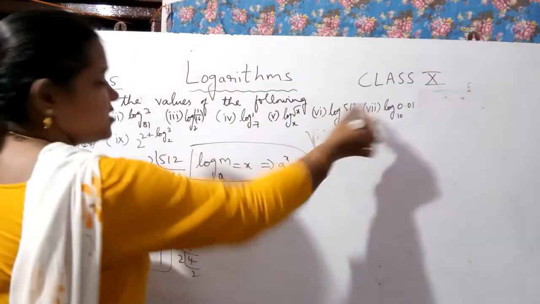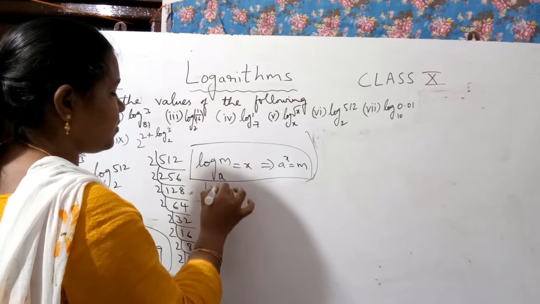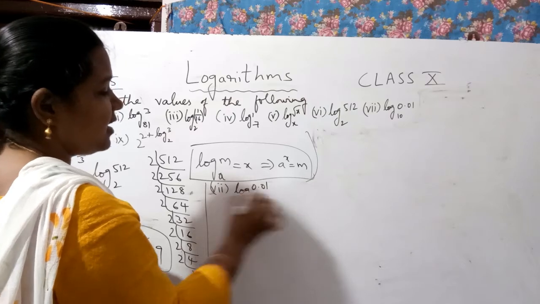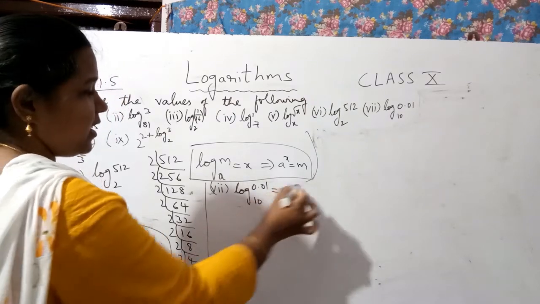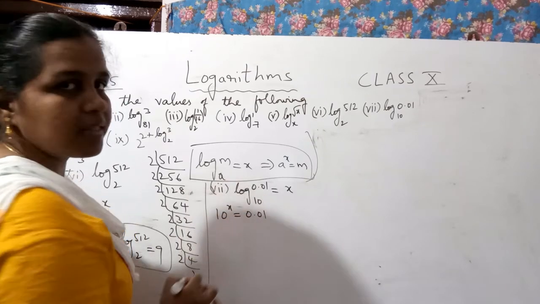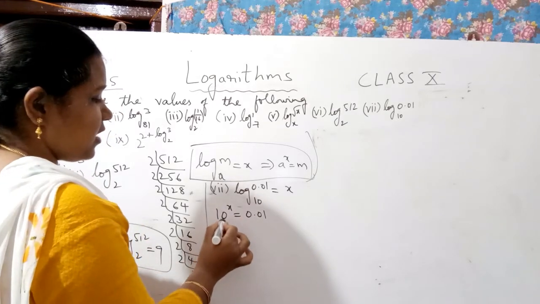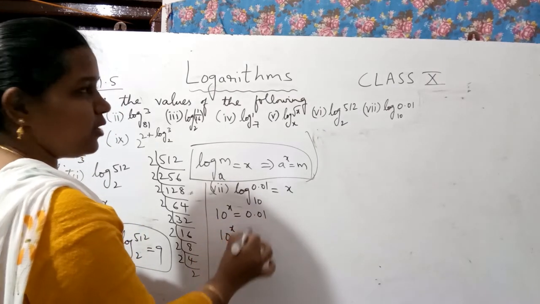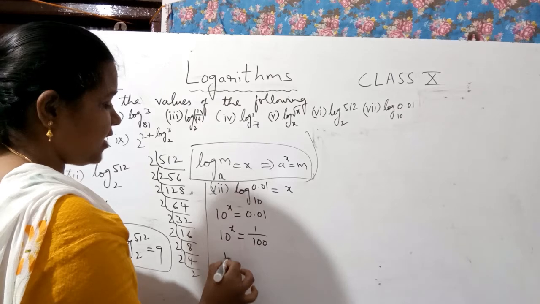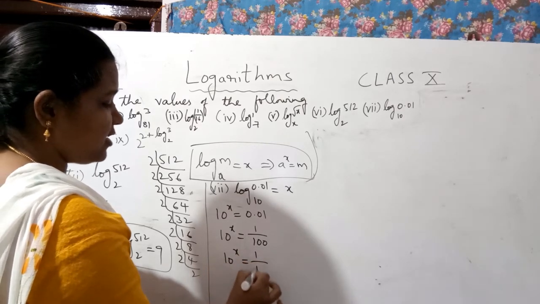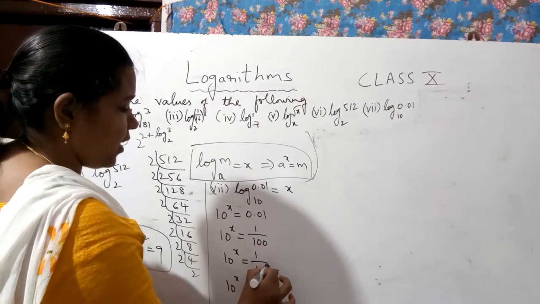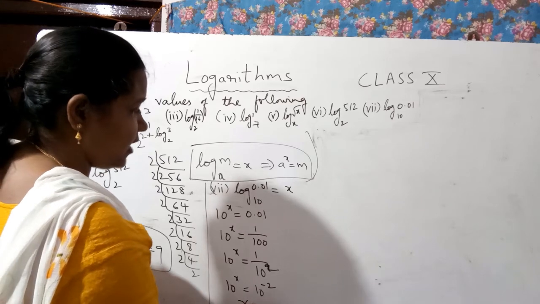Similarly, when you are doing the 7th bit, what will you get? Log 0.01 base 10. Let us take this value as x. Then again apply the formula. I will get 10 power x is equal to 0.01. I can write it as 1 by 100. So I can write 10 power x is equal to 1 by 10 square, that is 10 power x is equal to 10 power minus 2. So x is equal to minus 2 I will get.